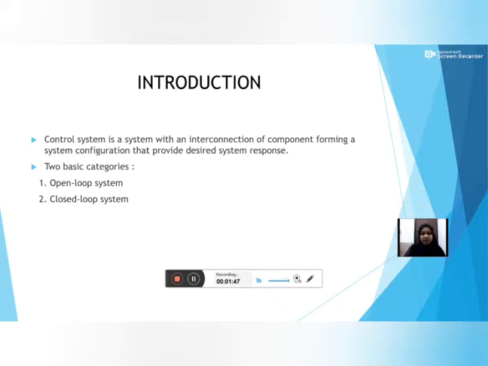Basically, there are two basic categories of control system, which are an open loop system and a closed loop system. In an open loop system, the output of the system has no effect on the control action, and a closed loop system utilizes an additional measure of the actual output to compare with the desired output response.